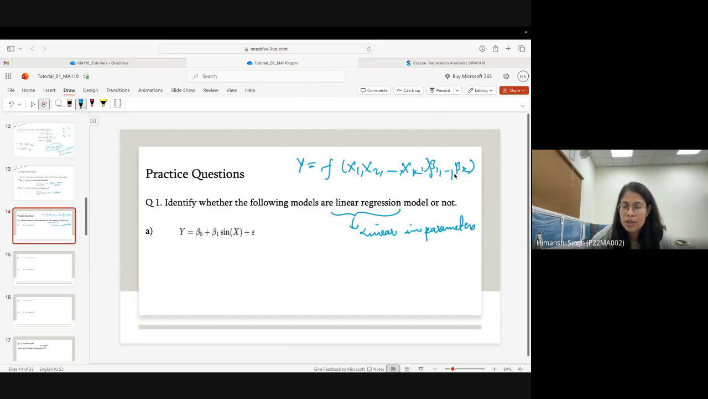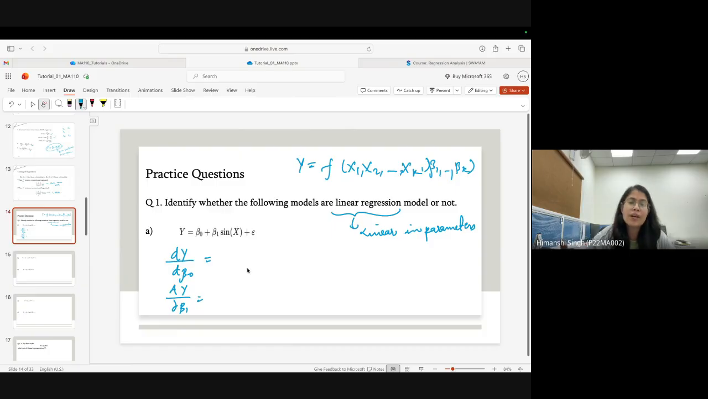Okay, so if I am asked to identify whether the models are linear regression models or not, I will just see whether that model is linear in beta i's or not. And how do we check that? So here I can see that y is equals to beta naught plus beta 1 sine x plus epsilon. Here I have beta naught and beta 1 as parameters. To check whether it is linear in beta naught and beta 1, I'll differentiate with respect to beta naught, and with respect to beta 1, and I'll see whether the results are independent of beta naught and beta 1 or not.